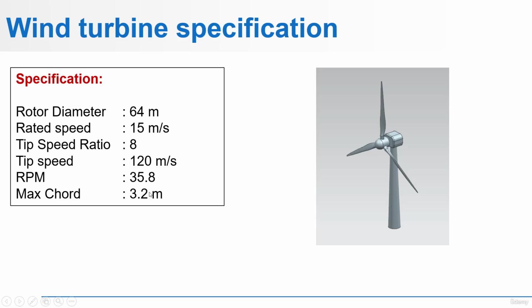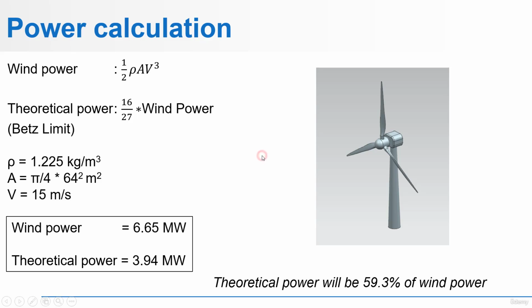This is the specification of the given wind turbine. It has a rotor diameter of 64 meters and a rated wind speed of 15 meters per second, and the tip speed ratio for this case is 8. Therefore, the tip speed is 120 meters per second. The RPM for this turbine is 35.8 and the max chord is 3.2 meters. Let us see what the power available for this particular wind turbine is.